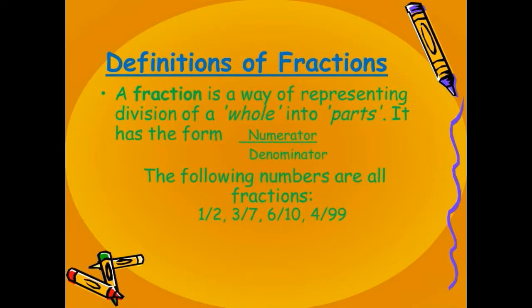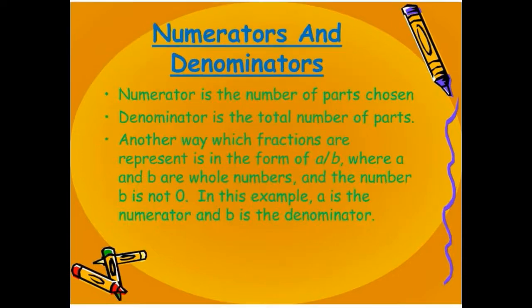It is in the form of a numerator and a denominator separated by a line. Various examples of a fraction are 1 by 2, 3 by 7, 6 by 10, 4 by 99, and so on. Now, what is a numerator and a denominator? A numerator is the number of parts chosen, whereas the denominator is the total number of parts.